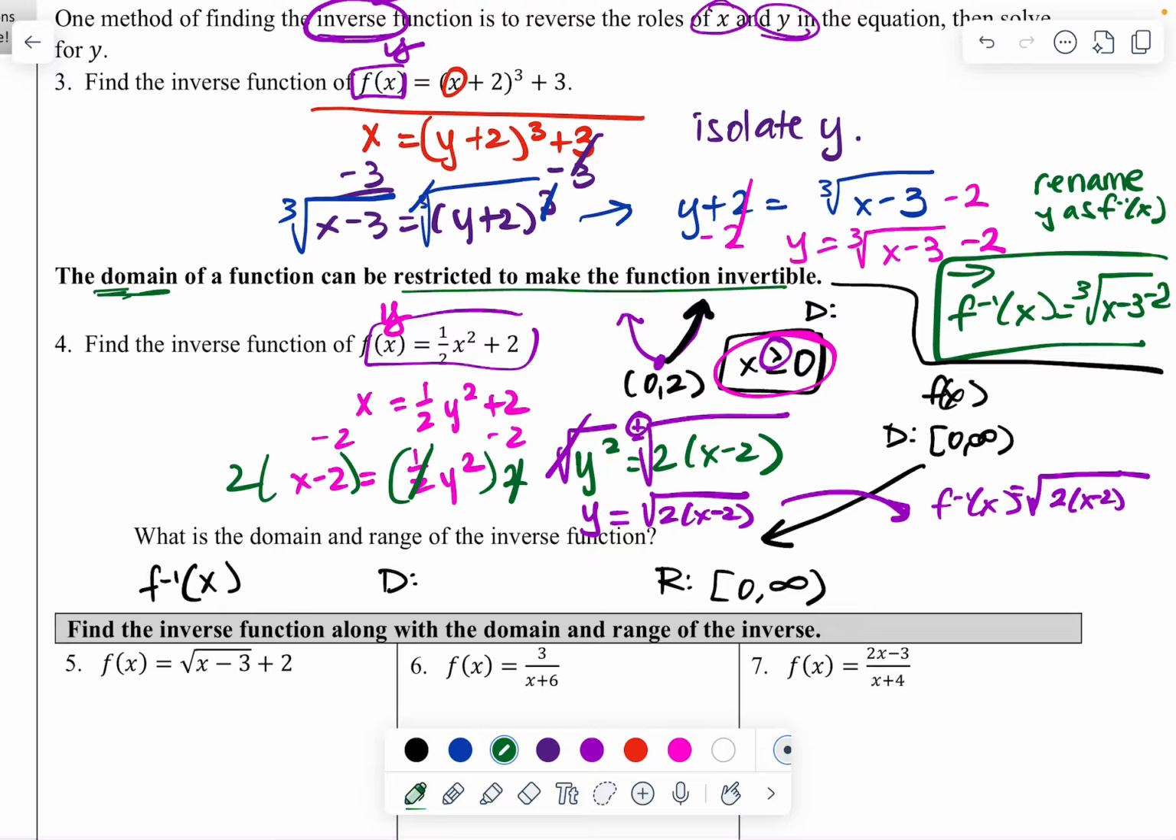This also tells me that the domain for this function tells me, hey, I just can't have what's inside the root to be negative. So I know 2 times x minus 2 has to be greater than or equal to 0. Divide both sides by 2, we just get x minus 2 is greater than or equal to 0, so we get x is greater than or equal to 2. So therefore, the domain of this starts at 2, and it goes to infinity.